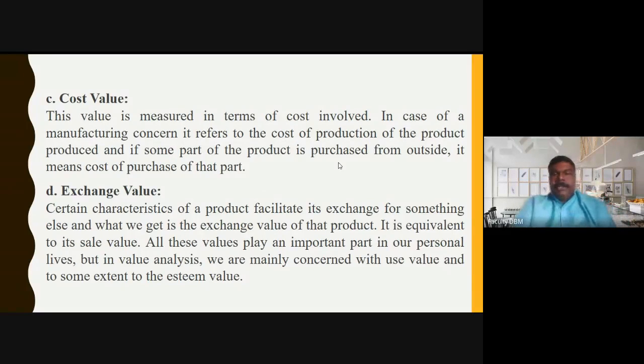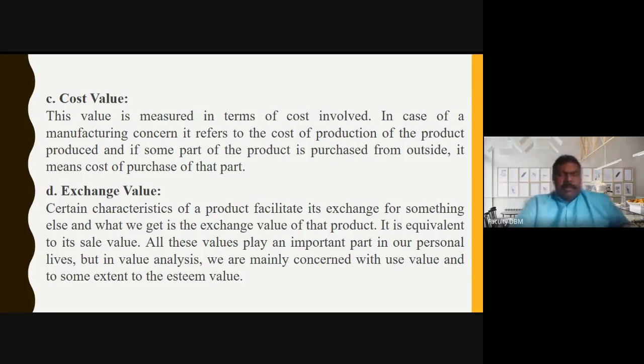Exchange value. Certain characteristics of the product facilitate its exchange for something else, and what we will be getting in exchange is the exchange value of the product. It is equivalent to its sale value. All these values play an important role in our personal lives, but in value analysis, we are mainly concerned with the use value and to some extent the esteem value.